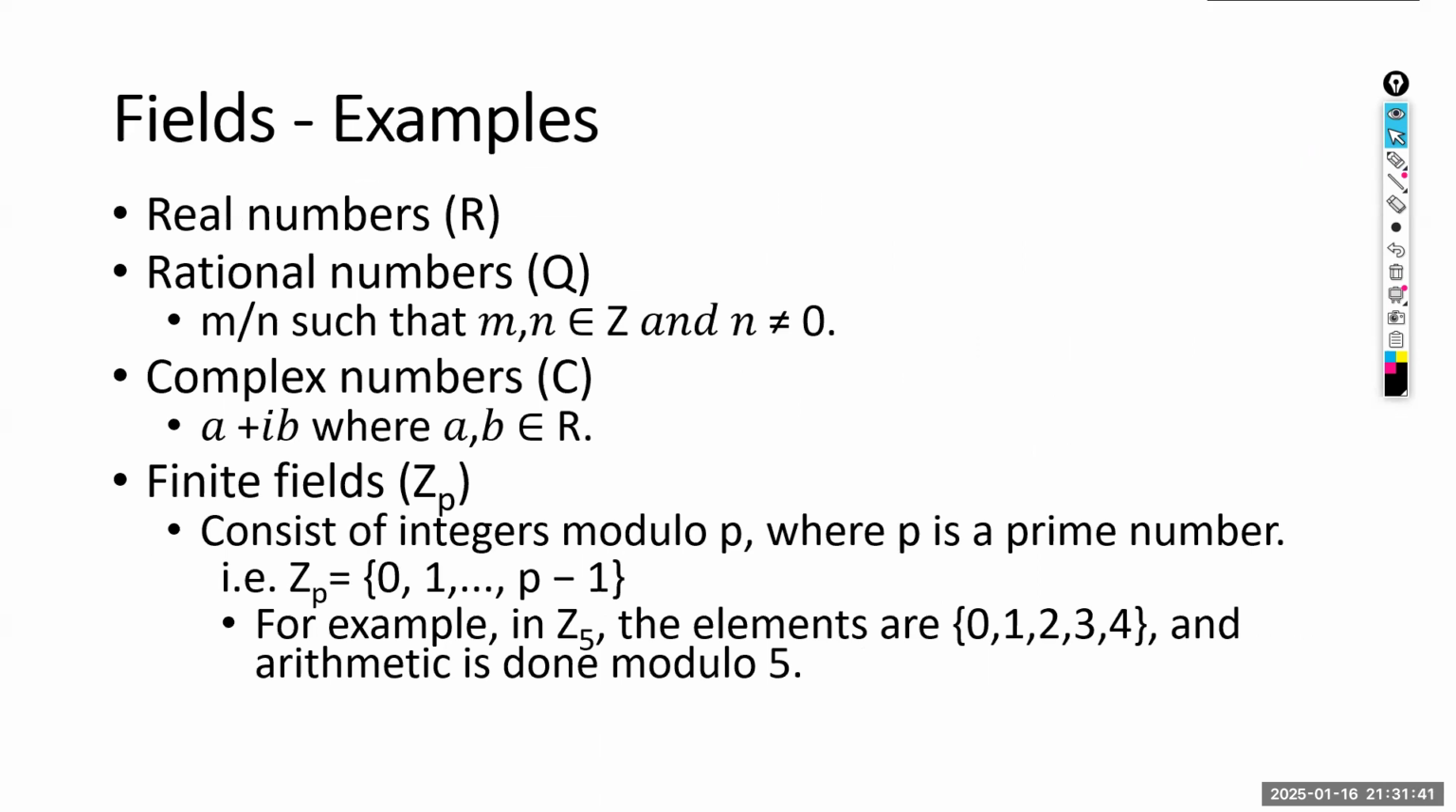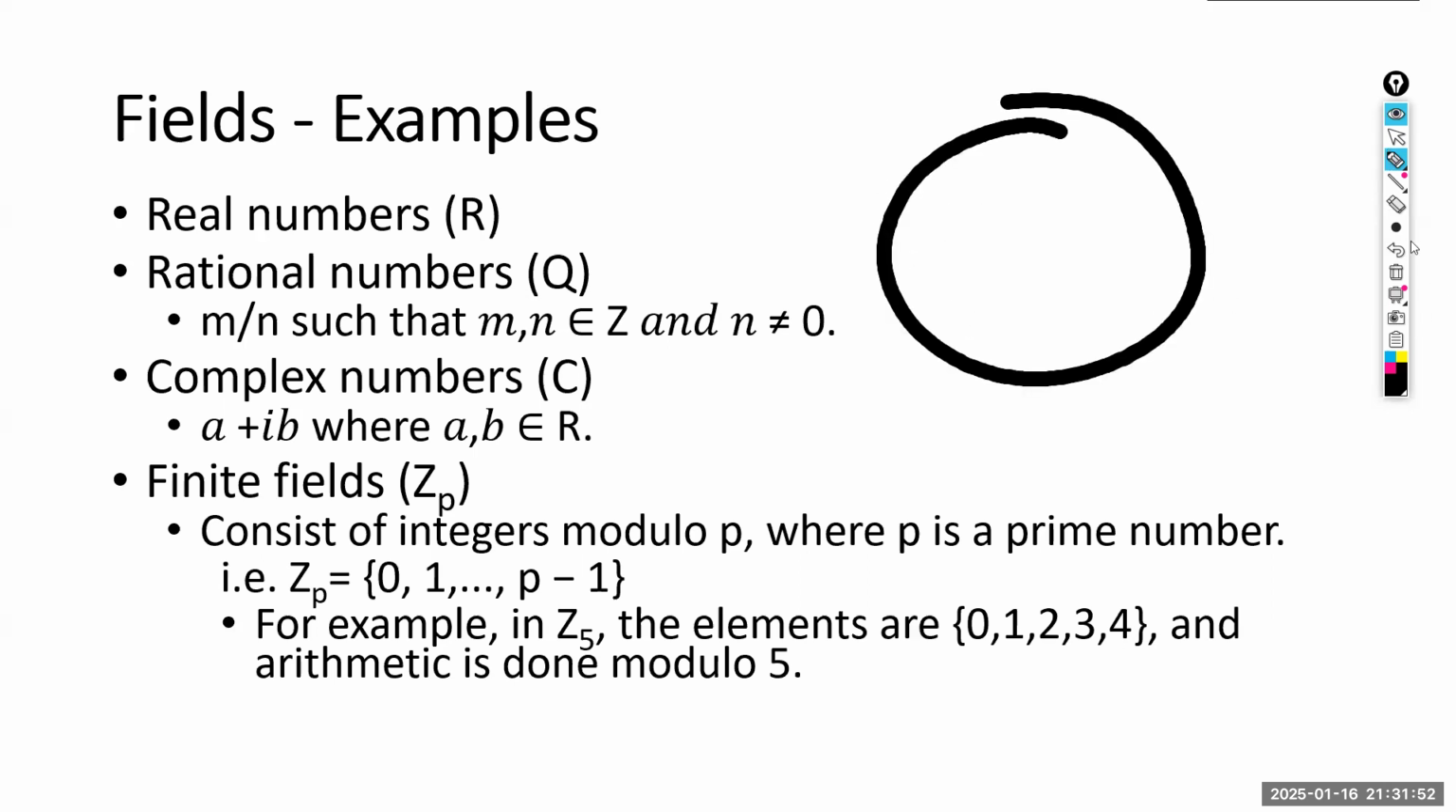Real numbers. Because if you take the real number set, inside the real number set you have the rational numbers, because any real number is either a rational number or an irrational number. And inside rational numbers you have the integers. Inside integers you have the natural numbers. So that means any real number is a field. Complex numbers, the real numbers, rational numbers.